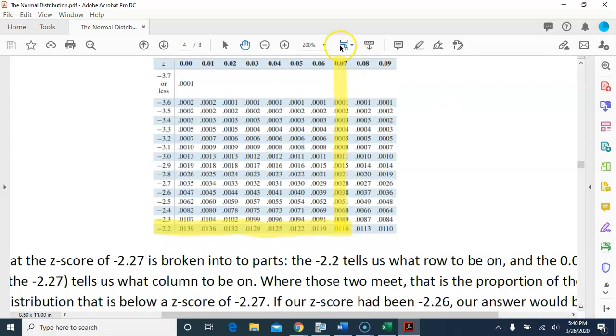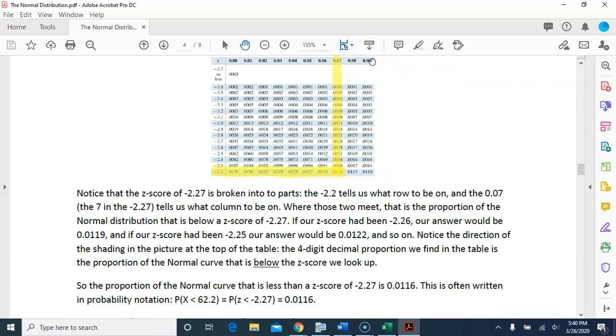So the negative 2.2 tells us what row to be on, and the 07 part of that z-score tells us what column to be on. So when we look up the negative 2.2 over here and the 07 over here, this right here is the proportion or the probability that we're looking for, 0.0116. If our z-score had been negative 2.26, then our answer would have been 0.0119. If our z-score would have been negative 2.25, our answer would have been 0.0122.